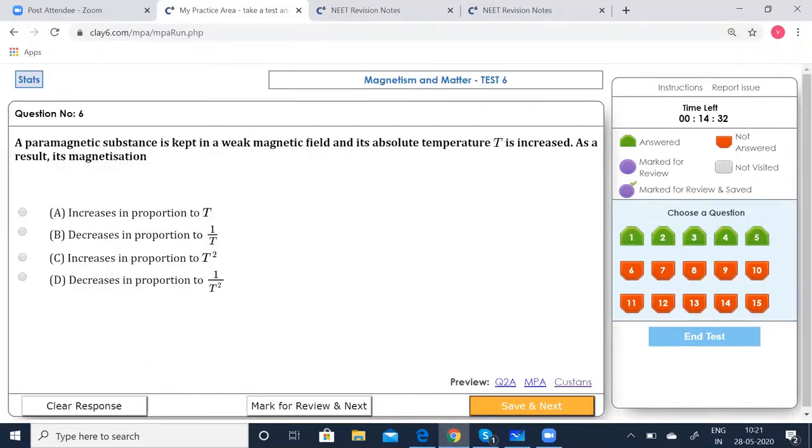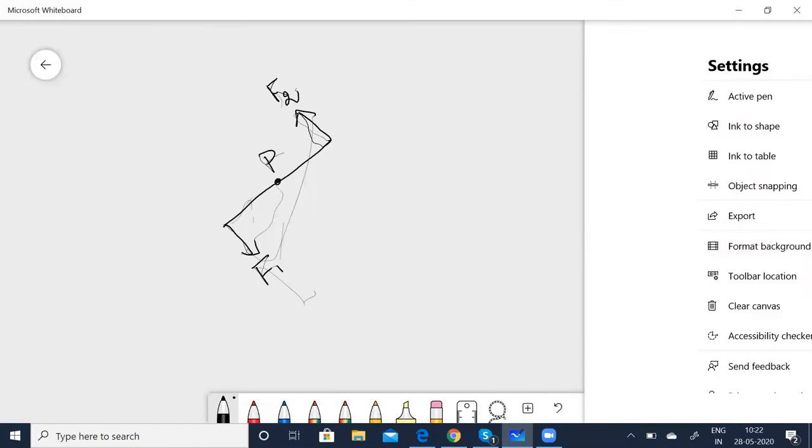Coming to the sixth one, a paramagnetic substance is kept in a weak magnetic field and its absolute temperature T is increased. As a result, its magnetization increases in proportion to T, decreases in proportion to 1 by T, increases in proportion to T squared, or decreases in proportion to 1 by T squared. Let's see this.